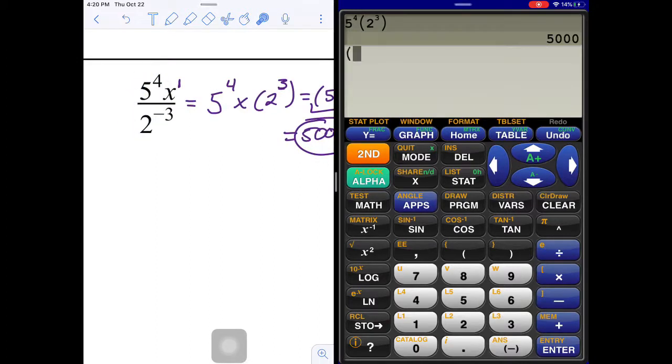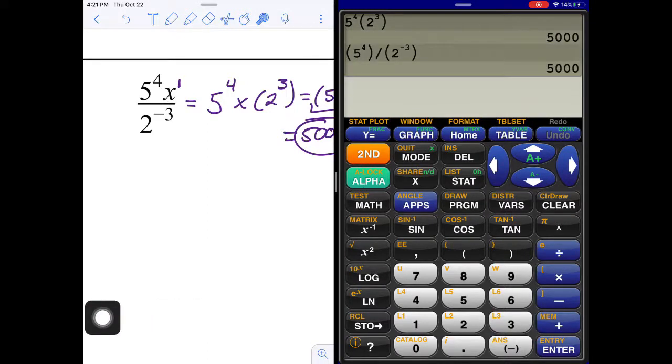So let's plug this into our calculator and see what we get. So 5 to the power of 4 brackets, and I'm going to divide by 2 to the power of -3, because I just simply want to see what happens here. Well, of course, it's going to give us the same solution, right? Because all we have done is reorganize and use an exponent law to express this in a different manner.